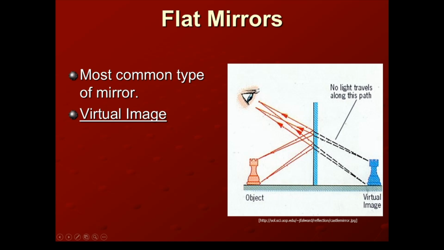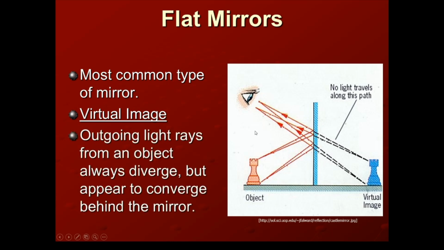Keep in mind that there's no light that travels along this path because on the opposite side of this mirror, you probably have a wall or something. So it's an optical illusion kind of thing where you have a virtual image that appears on the opposite side, and that's how your eye focuses it, even though the object is right in front of you. The outgoing light rays from the object always diverge, but they converge, going back to your eye.